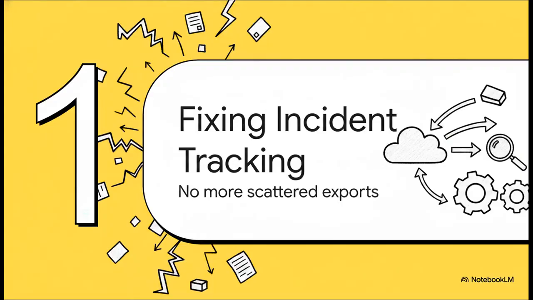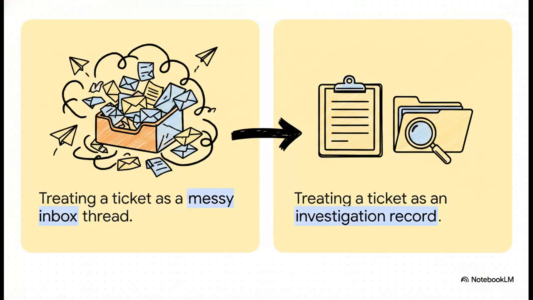Okay, let's jump straight into part 1, fixing broken incident tracking and moving away from scattered exports. The core philosophical shift that Cloudlog really brings to the table is moving away from treating a ticket like some messy inbox thread and instead treating it as an investigation record. Instead of disjointed replies and endless forwarded messages, you get a clean, chronological timeline. And honestly, this benefits literally everyone, from the engineers trying to recreate a tricky bug, all the way up to the compliance officers auditing your resolution process for security purposes.